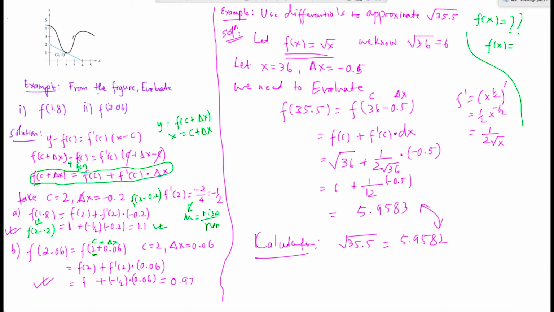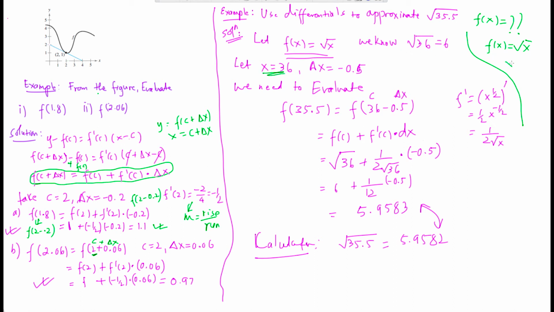So what we do with this, you say f of x equals some function. Okay, what function should I take? It is like root under something. Let's say f of x equals root x. But since we don't know the root of 35.5 without a calculator, what is the closest number to 35.5 that you know the root of? That is 36. Let's say x equals 36, right?